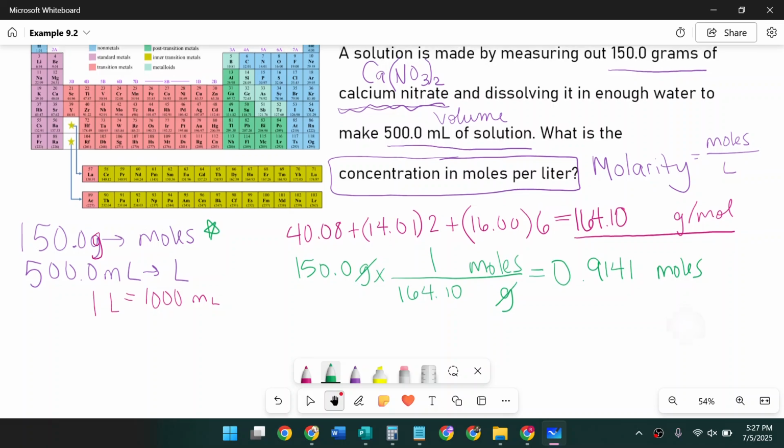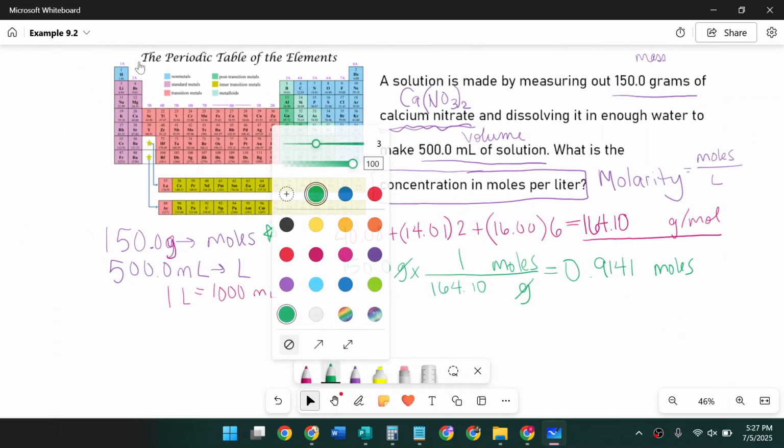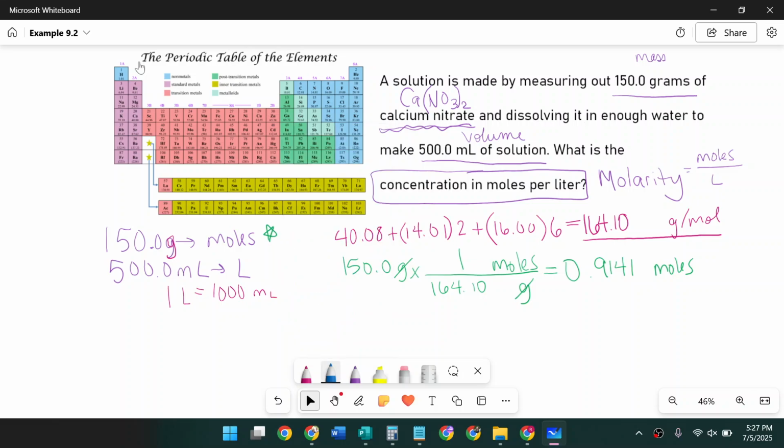All right, excellent. Now we're going to convert our solution amount from milliliters to liters. You can just move the decimal if you want, but if you're still unsure about that, you're welcome to keep doing it this way. We want milliliters to cancel. We want to change it into liters. For every 1 liter, we have 1,000 milliliters. And then we divide. 500 divided by 1,000 is a half. So we're going to keep all of those zeros because all of these are significant, and the 1,000 is exact, so that doesn't matter.